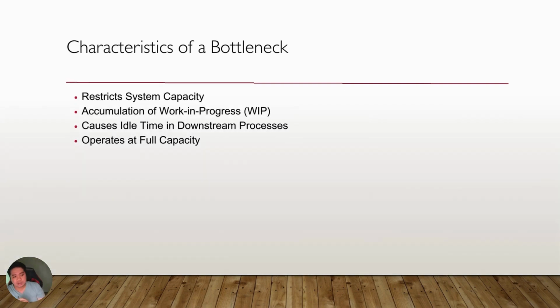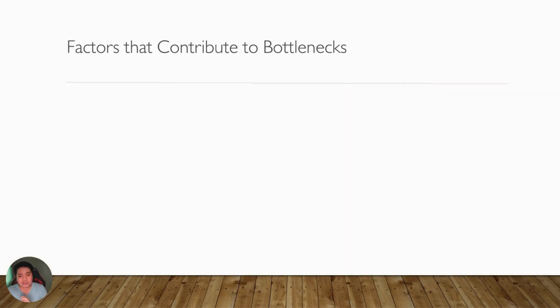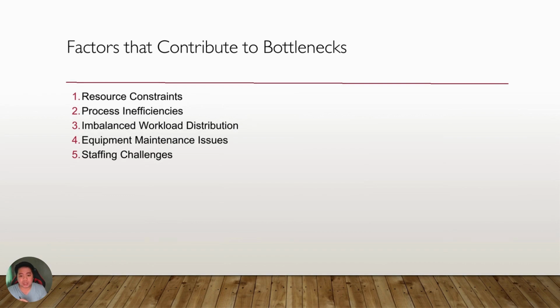What are the characteristics of a bottleneck? It restricts system capacity, it accumulates work in progress, it causes idle time in downstream processes, and it operates at full capacity. If all these things are present, it is already a bottleneck.